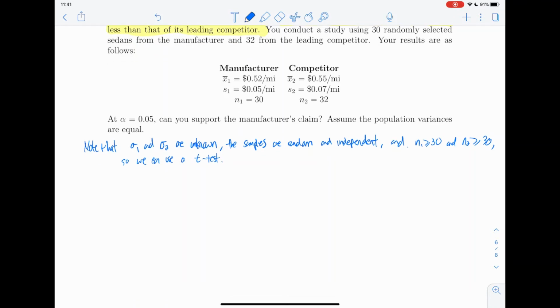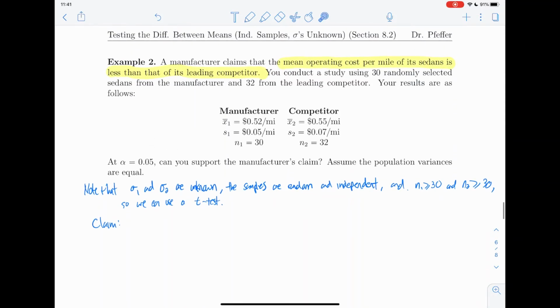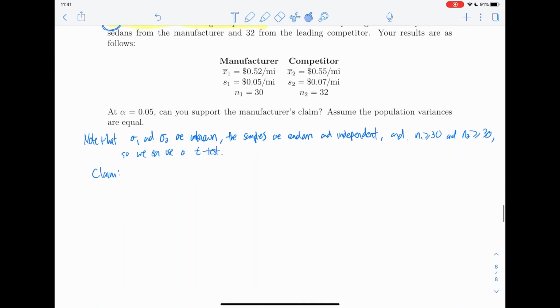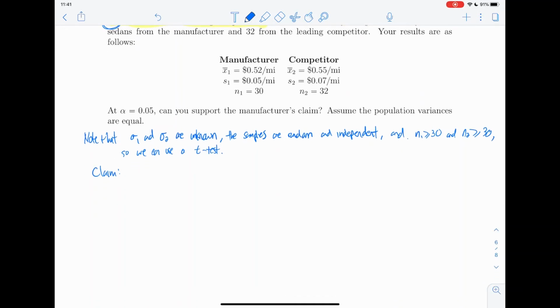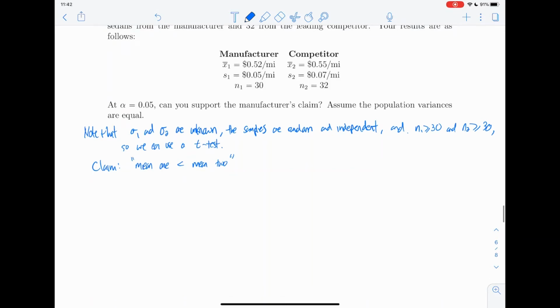Now we want to write down our claim. What was the claim? The claim is the highlighted bit that one mean is less, that's the key observation, is less than the other mean. So the claim here is that mean 1 is less than mean 2. Just sort of putting that in air quotes so that we can interpret it.